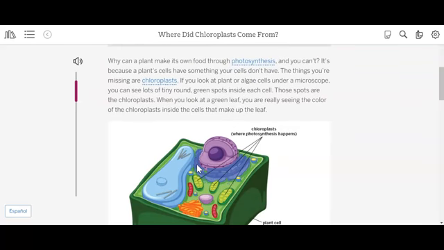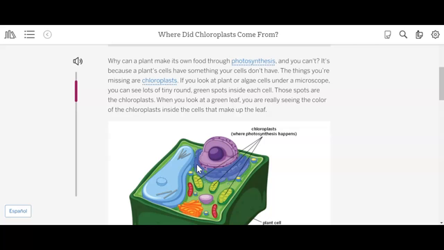Why can a plant make its own food through photosynthesis and you can't? It's because a plant's cells have something your cells don't have. The things you're missing are chloroplasts. If you look at a plant or algae cell under a microscope, you can see lots of tiny round green spots inside each cell. These spots are the chloroplasts.